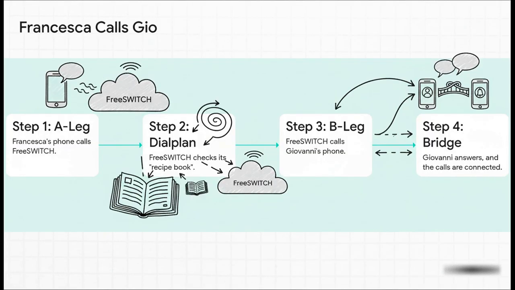Let's make this real with a super simple example from the book, Francesca Calls Giovanni. First, Francesca's phone calls into FreeSWITCH. We call that the A leg of the call. Next, FreeSWITCH looks at its dial plan, its recipe book, to figure out what to do. The recipe says to call Giovanni, so FreeSWITCH creates a brand new call out to Giovanni's phone. That's the B leg. As soon as Giovanni answers, FreeSWITCH connects, or bridges, the two legs together, and now they can talk. Almost every single call is just some combination of these legs and rules.